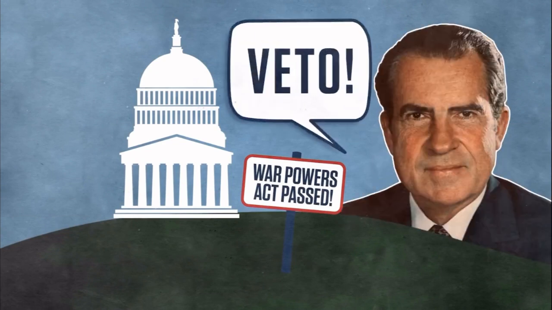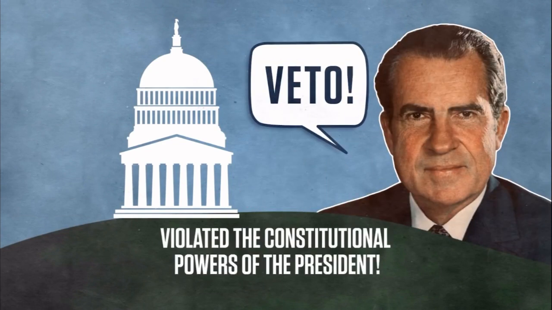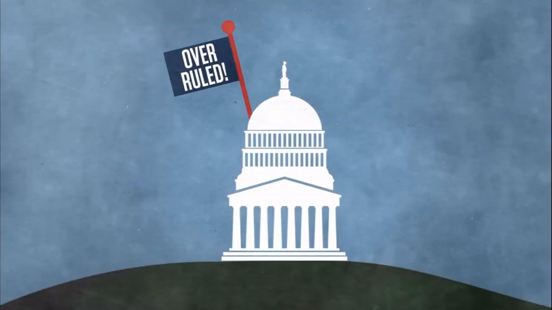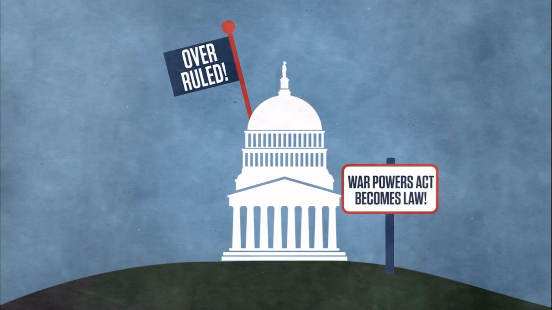Although the War Powers Resolution had broad bipartisan support, it didn't pass without a fight. After they voted to pass the bill, President Nixon vetoed it. Nixon argued that it violated the constitutional powers of the president, and that the only way to limit the president's role as commander-in-chief would be to amend the Constitution itself. But Congress voted again and overrode the veto. The War Powers Resolution became law.